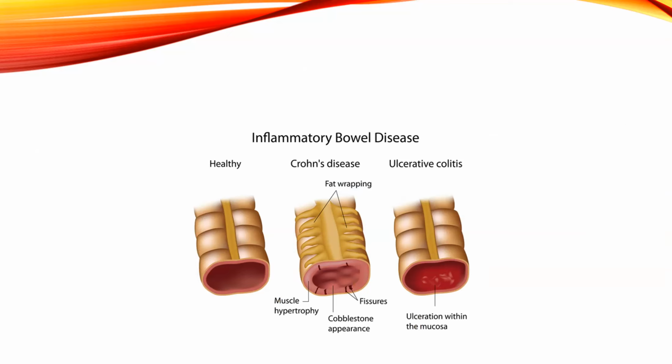Here's another picture of the inflammatory bowel disease. The first one is what a healthy bowel looks like, and then Crohn's disease, obviously, is a thickening of the entire wall, and then with ulcerative colitis, it's actually within just the innermost lining.